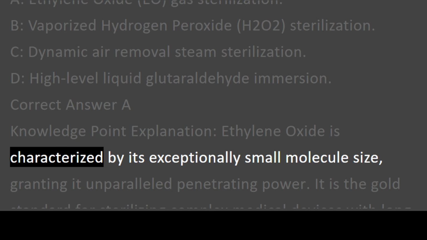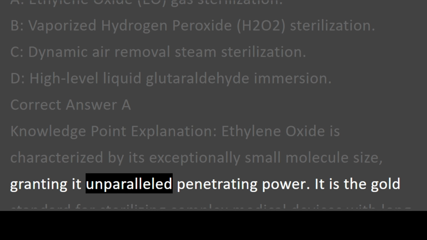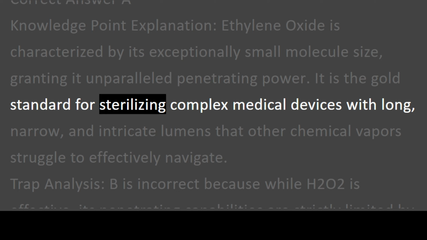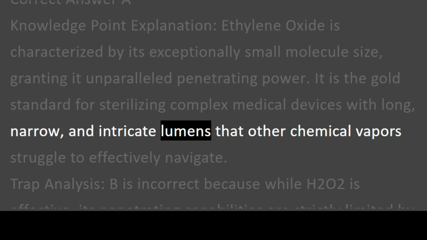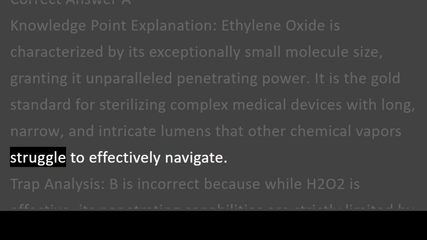Ethylene oxide is characterized by its exceptionally small molecule size, granting it unparalleled penetrating power. It is the gold standard for sterilizing complex medical devices with long, narrow, and intricate lumens that other chemical vapors struggle to effectively navigate. Trap analysis.